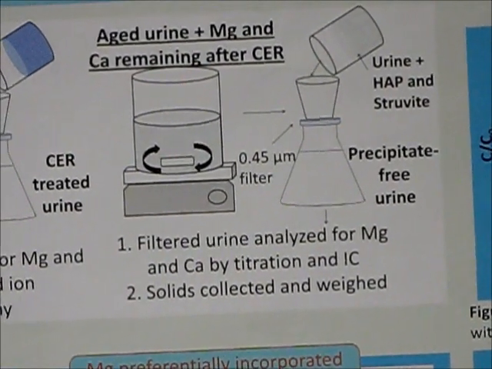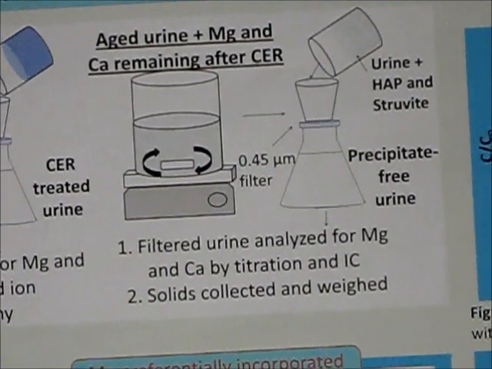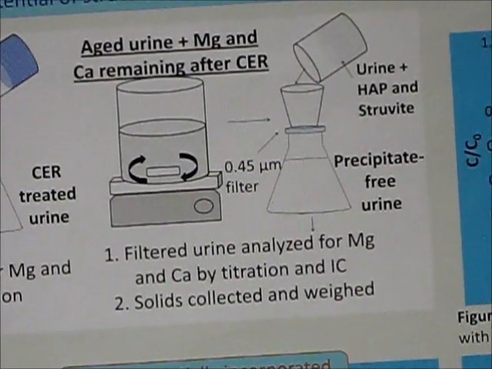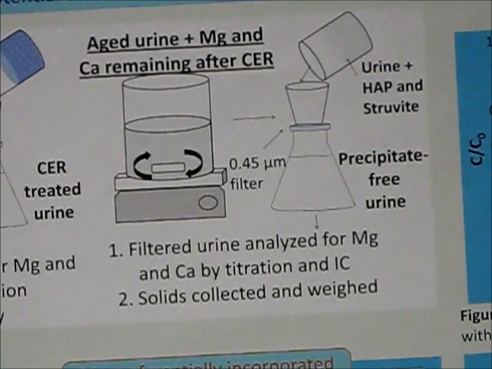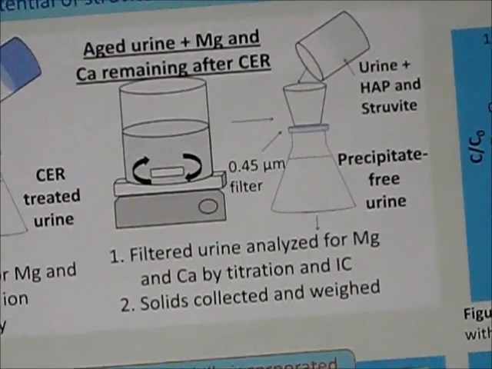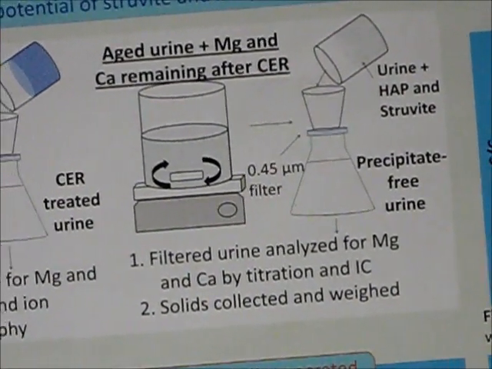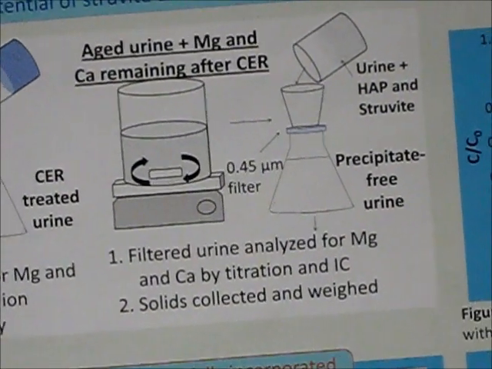I wanted to test this by starting off with an aged synthetic urine solution. The aged urine was copied from that of fresh urine, except that it did not have magnesium and calcium because I wanted to be able to control those levels, and the urea had been hydrolyzed, which meant that there was a high bicarbonate concentration and a higher pH.